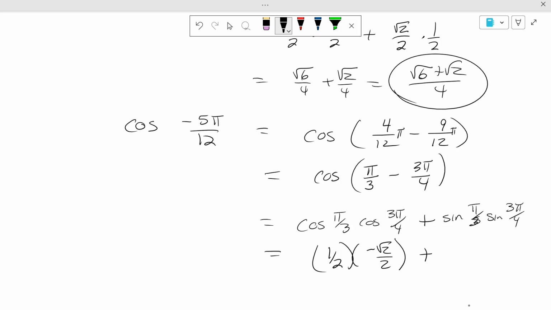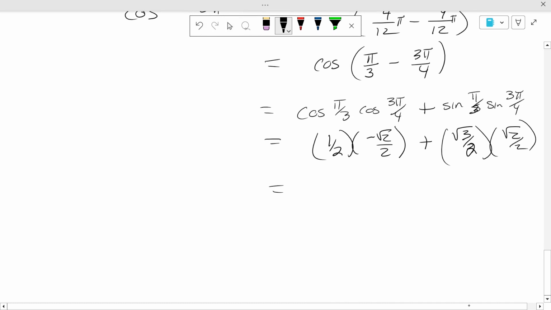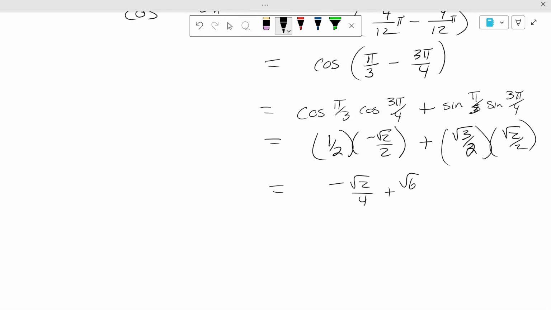Plus sine of pi over 3. Square root of 3 over 2. Sine of 3 pi over 4. Positive square root of 2 over 2. Positives and negatives are very important. So you get negative square root of 2 over 4 plus square root of 6 over 4, which equals negative square root of 2 plus the square root of 6 all over 4. Ta-da. Think you can handle an assignment over this kind of stuff?